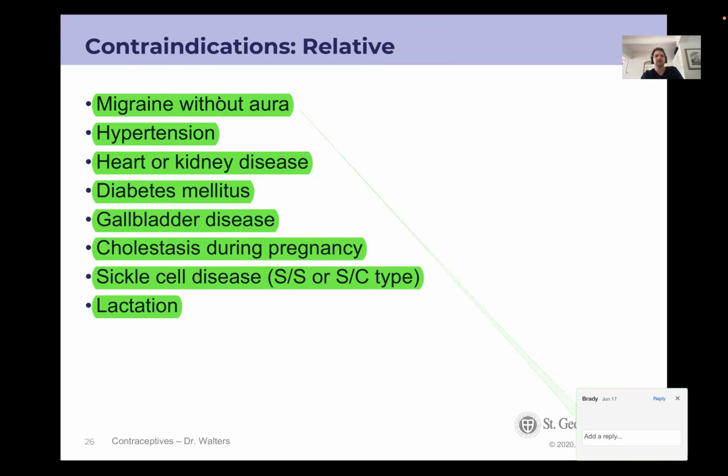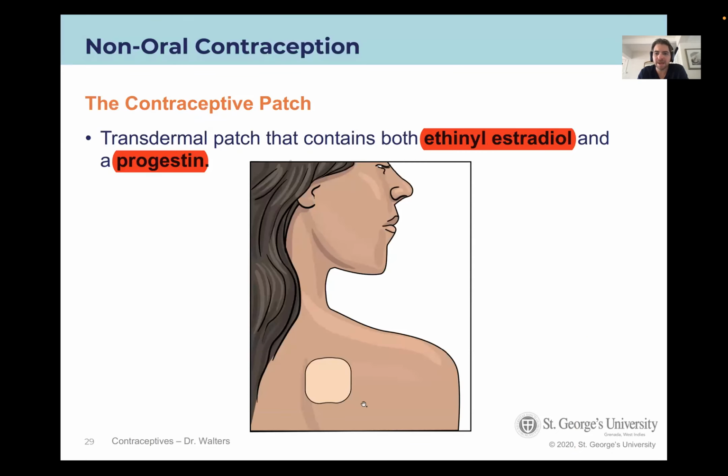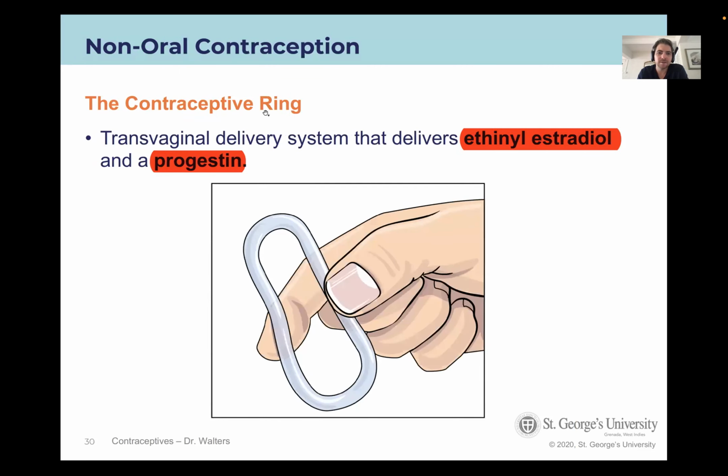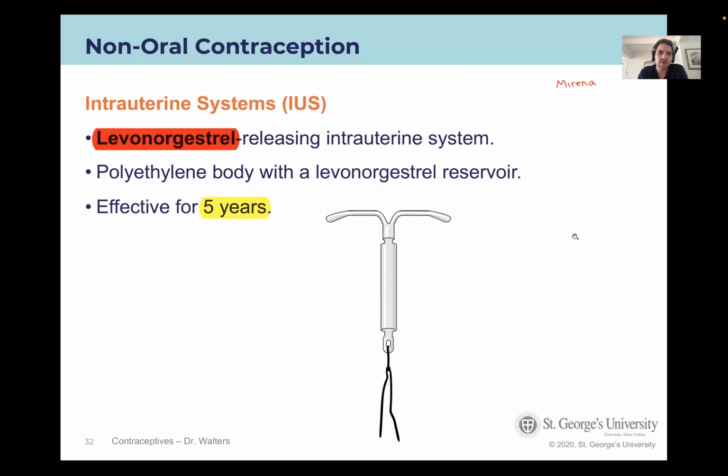Relative problems, it says here migraine without aura, but the previous slide said history of migraine, discontinue. So take that as you want. And then it talks about the progestin-only pills, benefits of that, less effective when combined. You could use a patch. This is a combination patch.